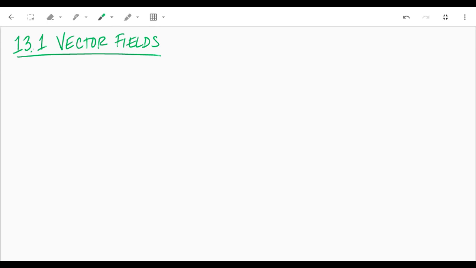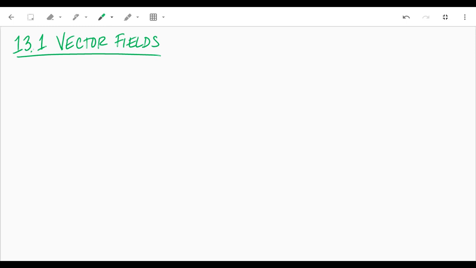Okay, next section in chapter 13, we're starting off with vector fields. Kind of like chapter 12 ended with a weird little section, chapter 13 begins with a weird little section, and it's actually weird in a good way. It's a pretty easy little section here, hopefully for you guys. So let's give it a go here.